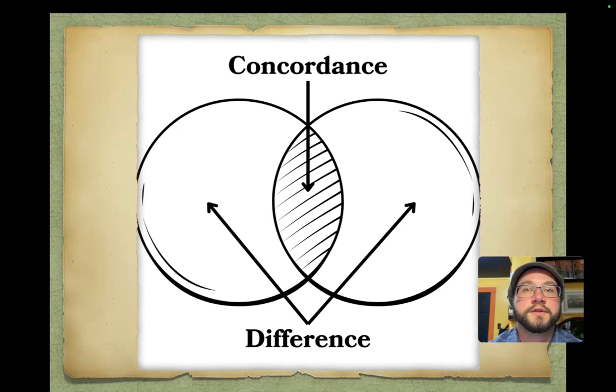Now, you can have two things that don't overlap at all, and so they are completely different. They have no concordance. Or you can have things that are related. They have some concordance, a lot of difference, or maybe they have an entirely concordant relationship. The only way to have an entirely concordant relationship is if they're identical. So most things have at least some difference, and they may or may not have concordance.